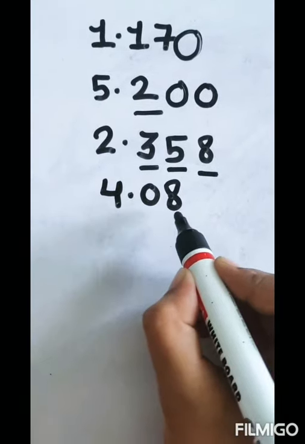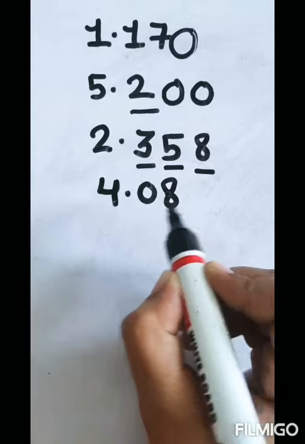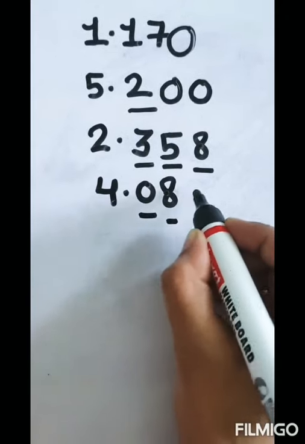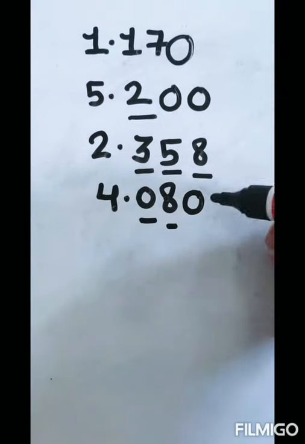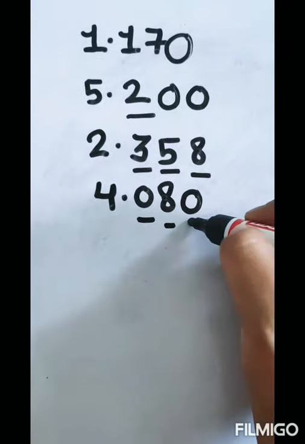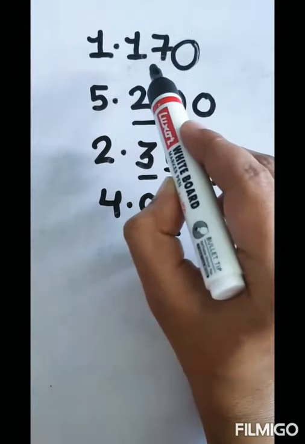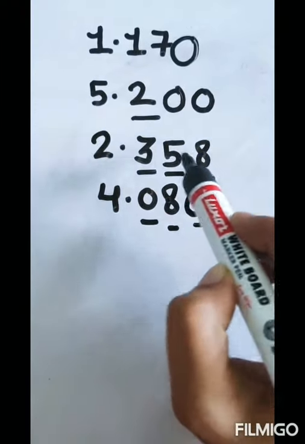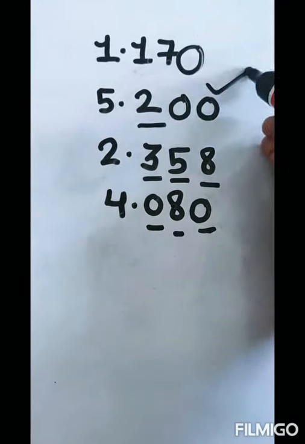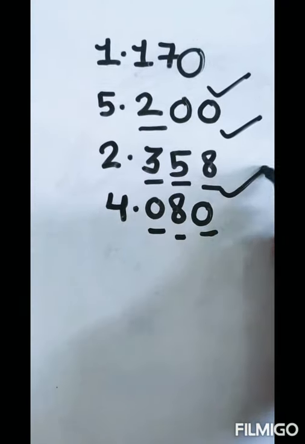Here we can see there are 2 digits after the decimal point. So we can add 1 zero to make it equal to 3. Now after adding the zeros to the decimal numbers, we can see the number of digits after the decimal points are equal, that is 3. So here we have converted these unlike decimals into like decimals.